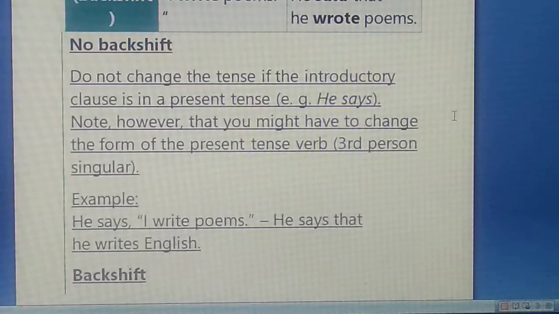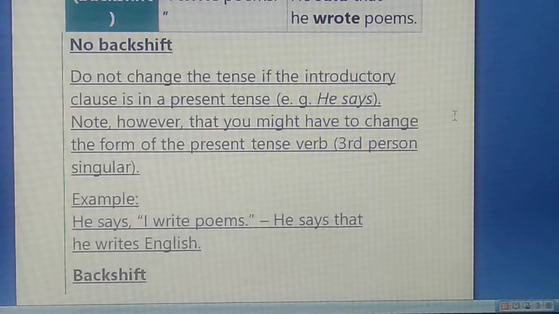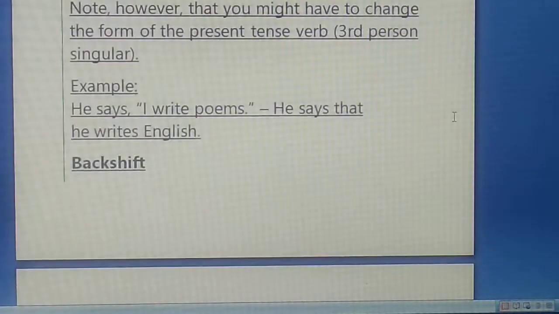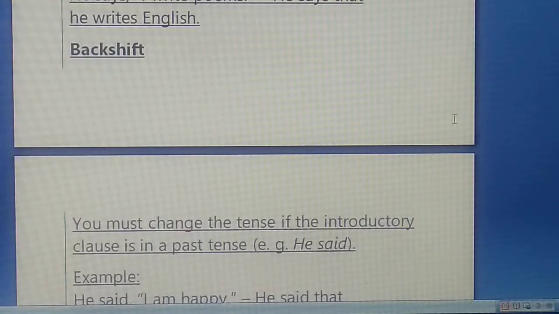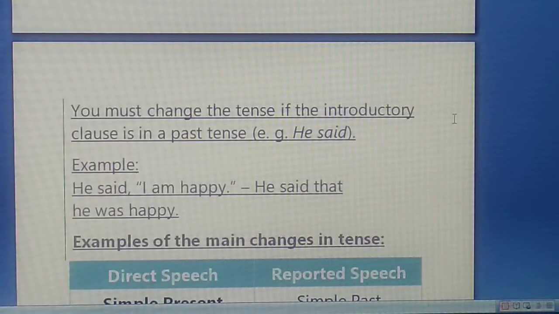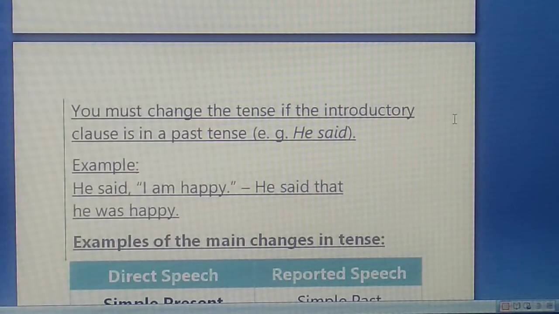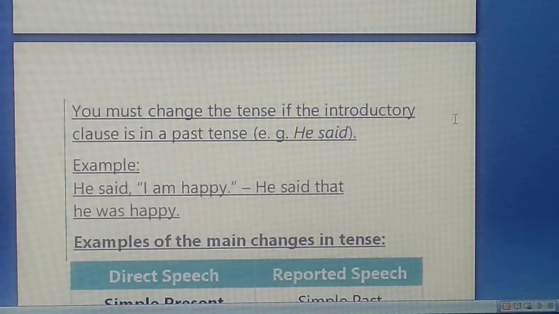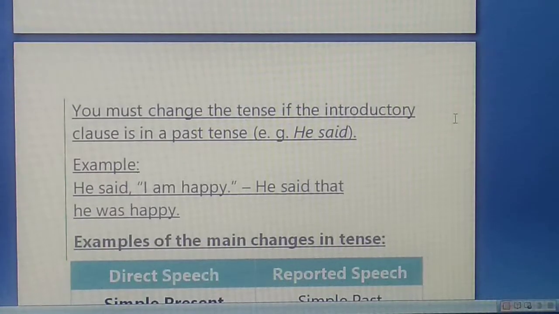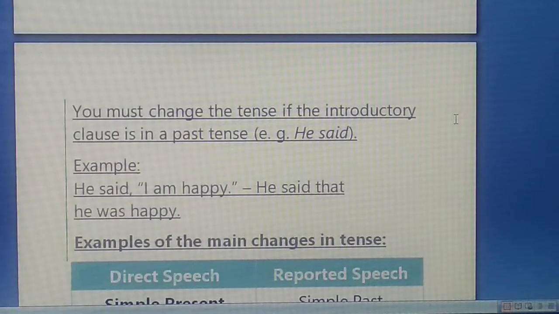Let's have a look at the example. He says, I write poems. He says that he writes poems. Backshift. You must change the tense if the introductory clause is in a past tense. That means the main verb. He said. See? There's the main clause. I am happy. It begins like that. So said here remains said. He said that he was happy. Okay, I changes into he, am changes into was.